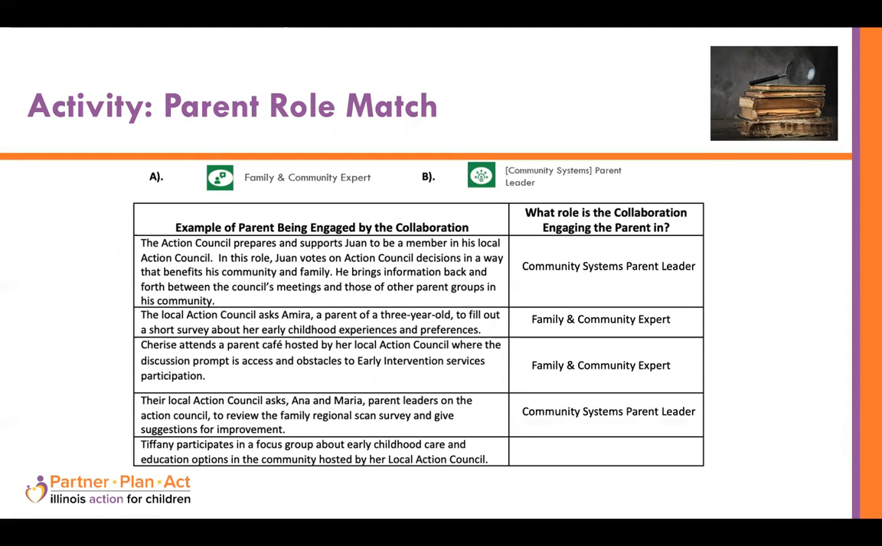The fourth scenario's answer is community systems parent leader. Anna and Maria are parent leaders in their action council where they've been asked to review and provide feedback to improve the regional scan. And then finally, the last scenario. The answer to this one is family and community expert. Tiffany participates in a focus group about early childhood options in her community.